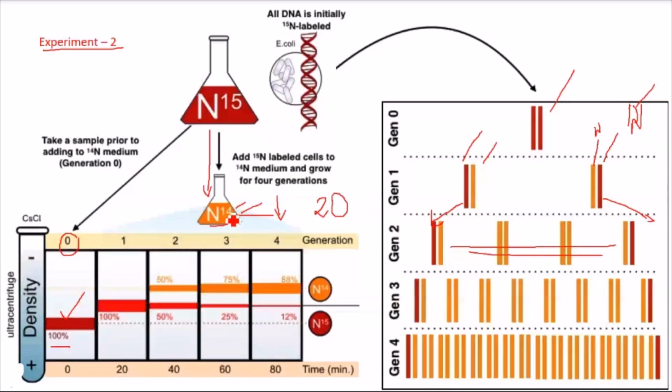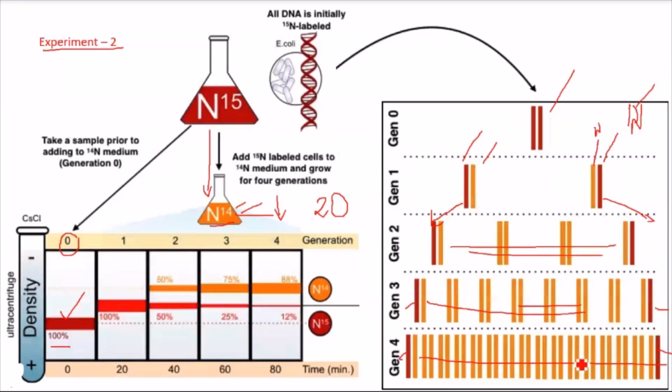And then the second generation is allowed to produce the third generation. DNA taken from the third generation of E. coli and subjected to centrifugation, one heavy strand is maintained. Here also one heavy strand is maintained. All the remaining are light strands, that is N14 strands. Then fourth generation, one strand is maintained, here also one strand is maintained. All the remaining strands are N14 strands.